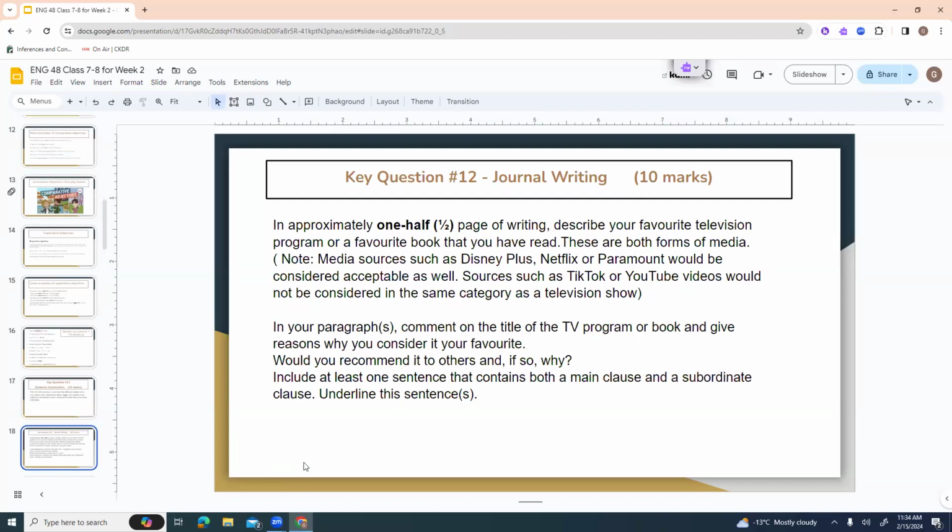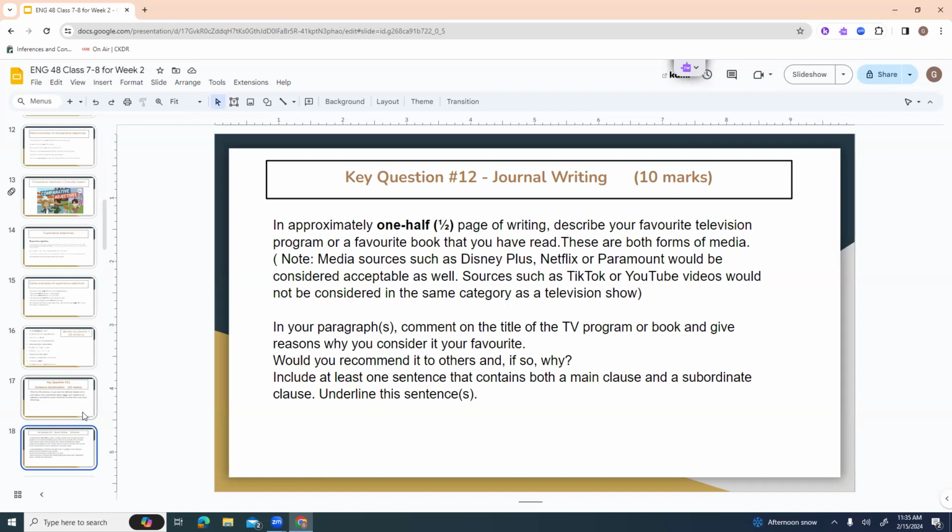So this one, I'm going to give you the question first, and then we're going to talk about how to do it. Key question number 12 is journal writing, and it is worth another 10 marks. In approximately half of a page of writing, describe your favorite television program or a favorite book that you've read. These are both forms of media. Note, some other media sources that would be acceptable would be things like Disney Plus, Netflix, Paramount. Sources like TikTok or YouTube, where it's kind of homemade videos, aren't going to quite qualify for this, okay?